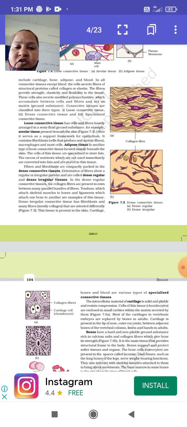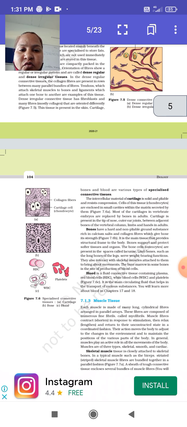Now dense irregular connective tissue has fibroblast and many fibers that are oriented differently, and it is also present in the skin. Cartilage, blood and bones are various types of specialized connective tissues. तो specialized connective tissues के कौन से examples हैं, एक तो cartilage है, एक bone है, एक blood है.